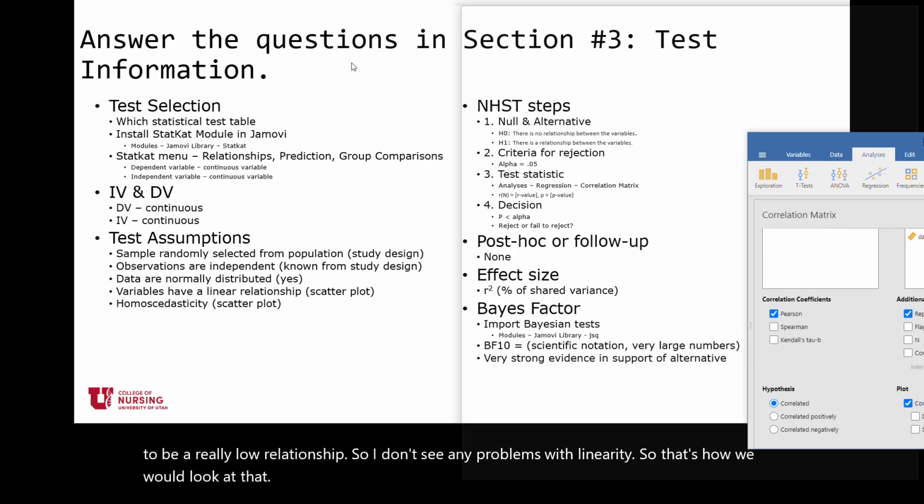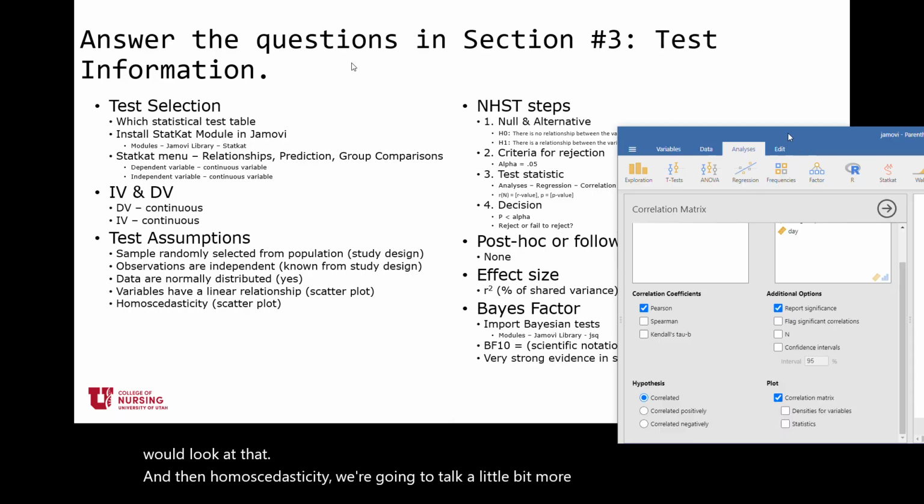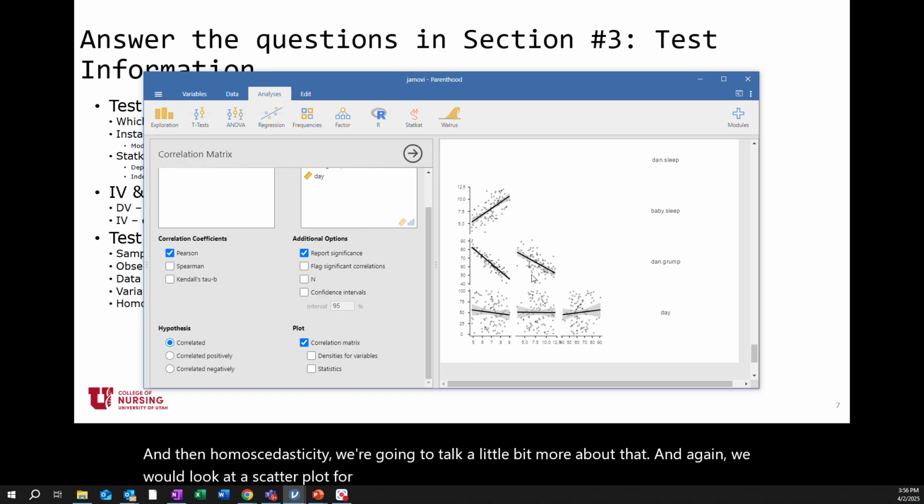And then homoscedasticity. We're going to talk a little bit more about that. And again, we would look at a scatter plot for that. And I will leave the discussion of this one for just a second because I've got a separate slide for homoscedasticity.